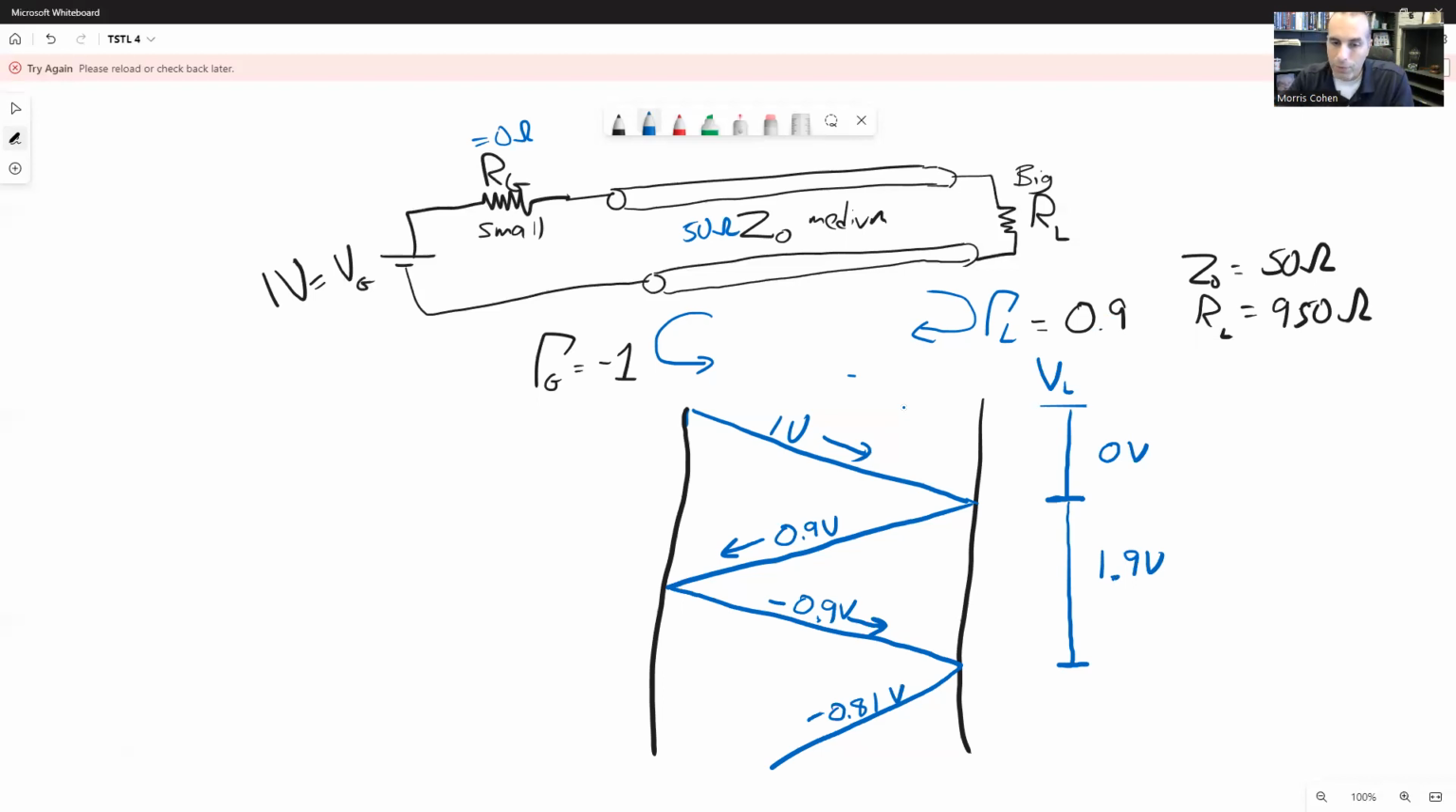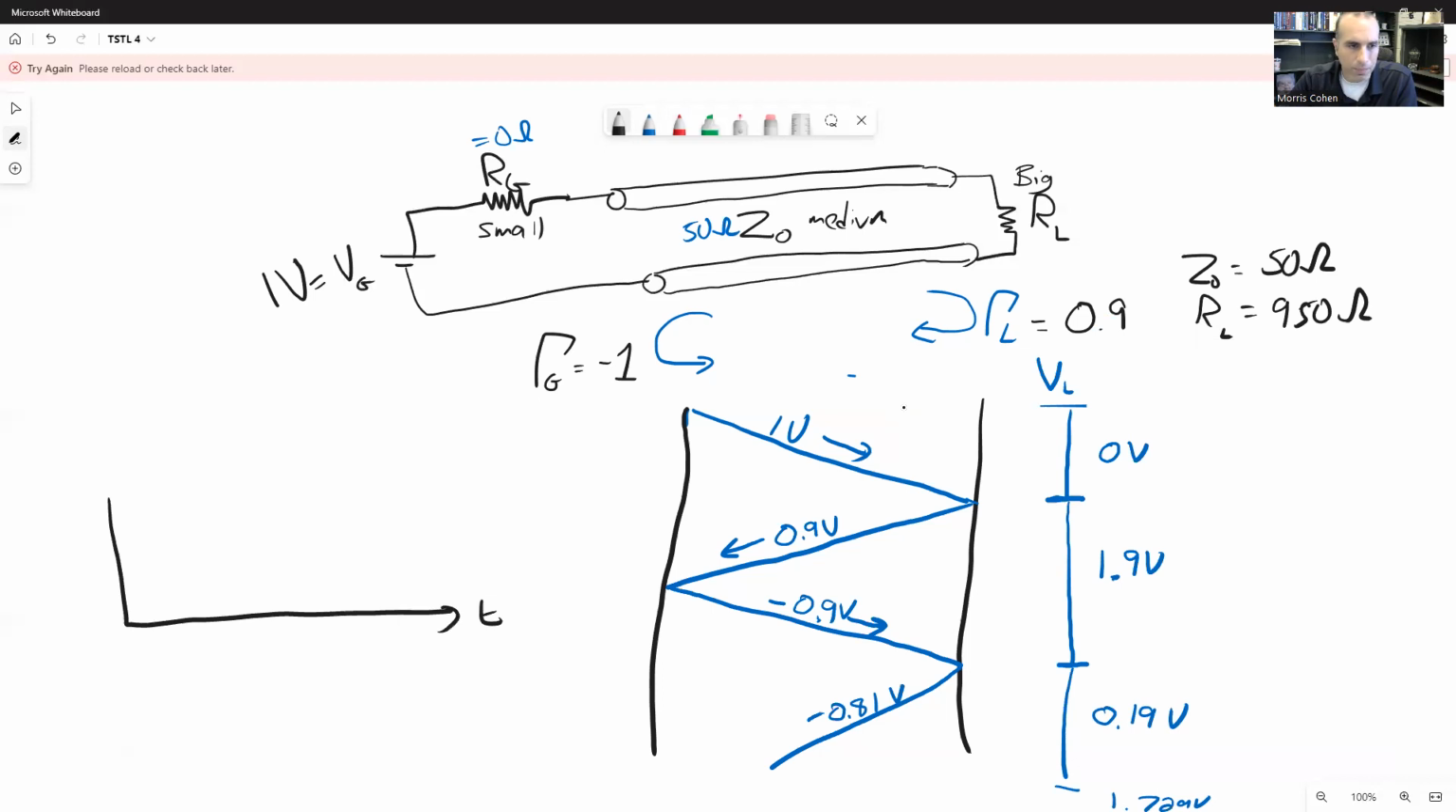All right, then this wave reflects back and forth, and lo and behold, a negative 0.9 volt wave comes in and reflects to form a negative 0.81 volt wave going out the other way. So we're going to take 1.9, we're going to subtract 0.9, and we're going to subtract 0.81. And that works out to 0.19 volts. The next one, by the way, I'll save you the trouble of calculating itself, works out to be 1.729 volts.